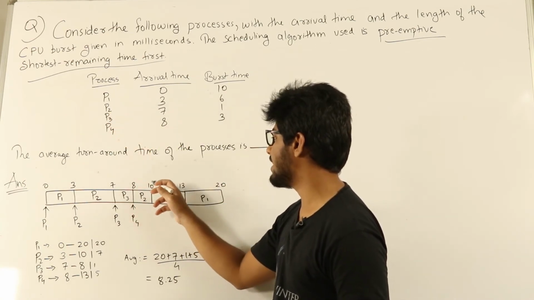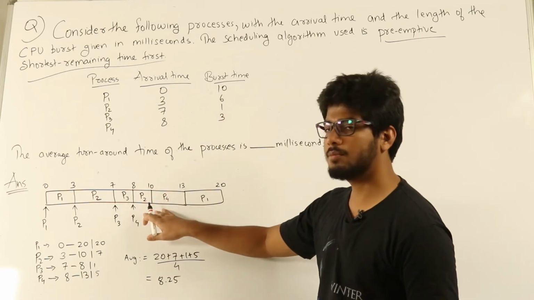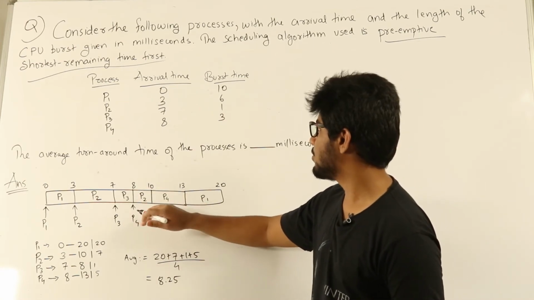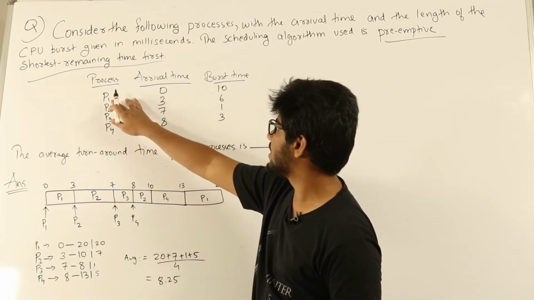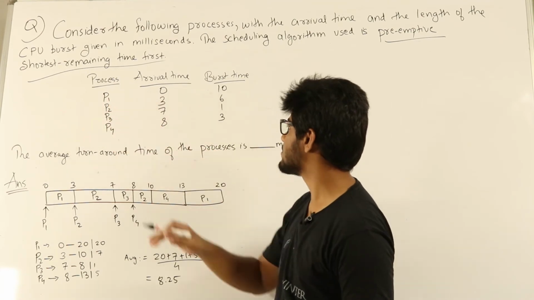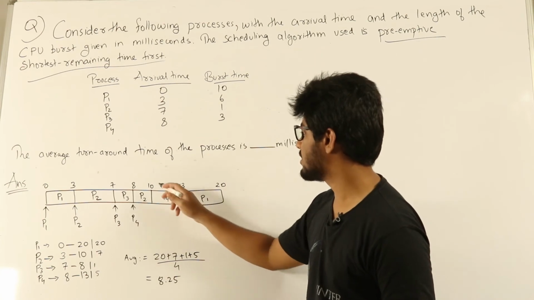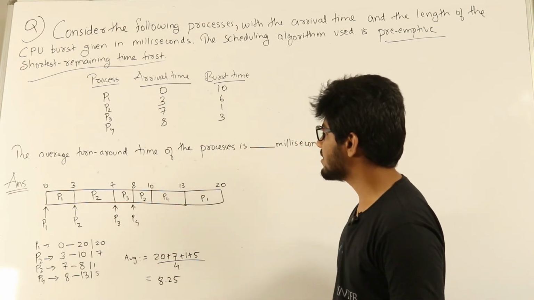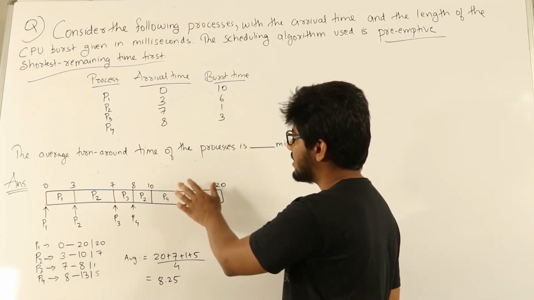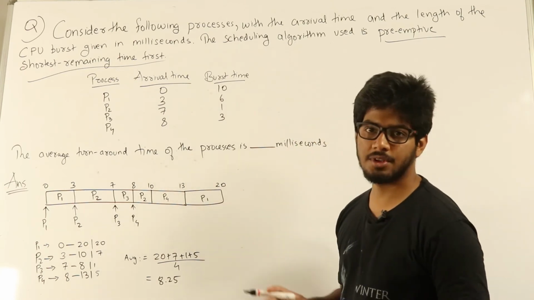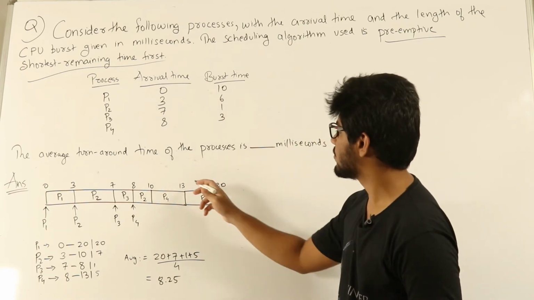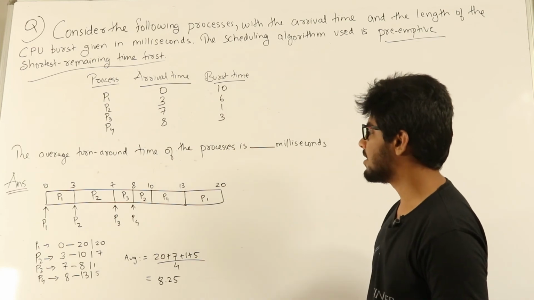So P2 runs from 8 to 10. At that point P2 will be over, and we have P1 and P4. P1 has 7 milliseconds remaining, P4 has only 3 milliseconds remaining, so P4 will be allotted the processor. So at time 10 P4 starts running till time 13, and at time 13 P4 will be over. We only have process P1 left, it has 7 milliseconds left, so from 13 to 20 P1 will be running.